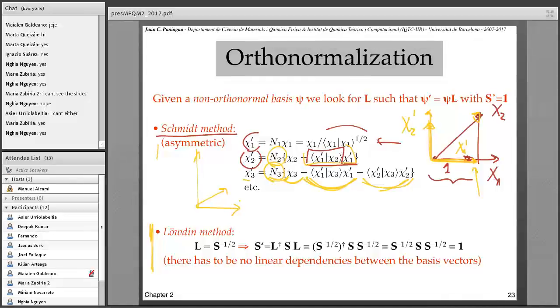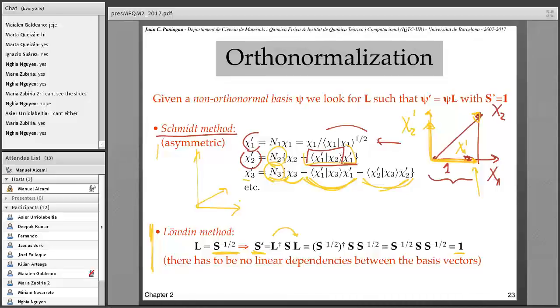In the Löwdin method, well, the question is that to obtain an orthonormal basis set, we have to change a basis set with a given overlap matrix to a new basis set having as overlap matrix the identity matrix, because we know that for an orthonormal basis set the overlap matrix should be the identity.